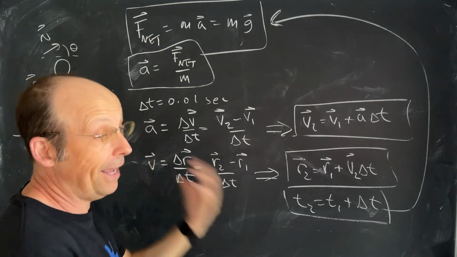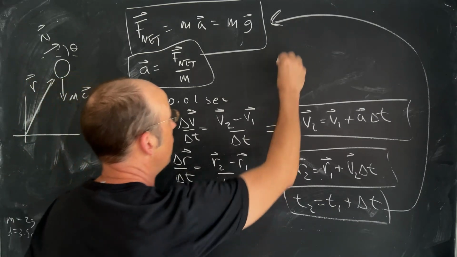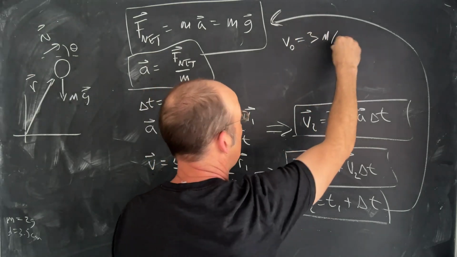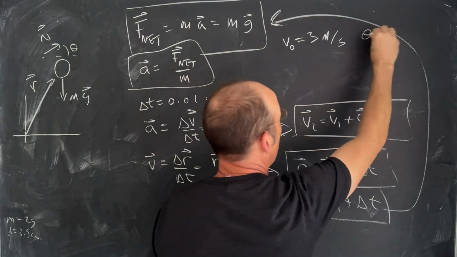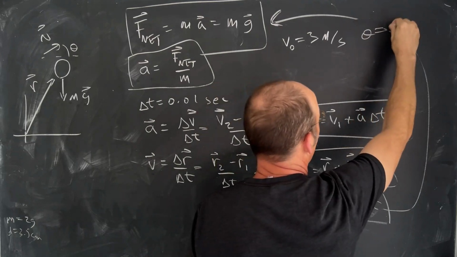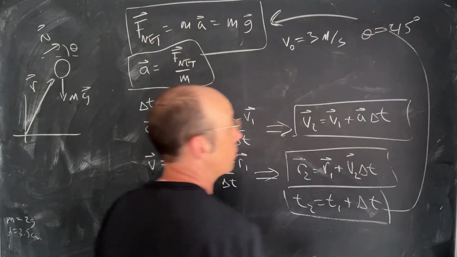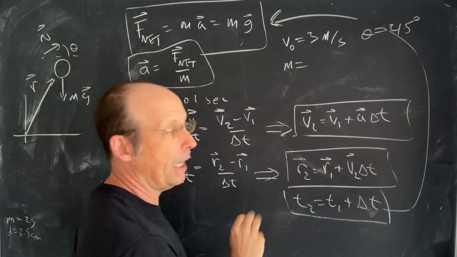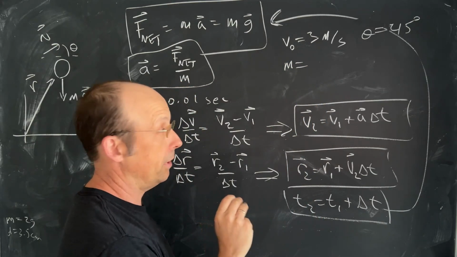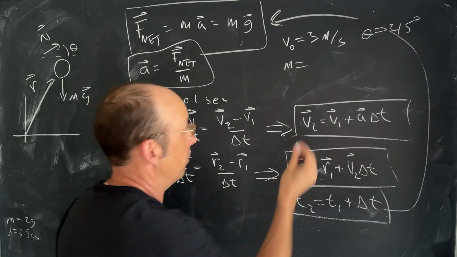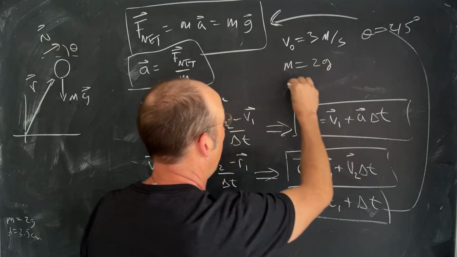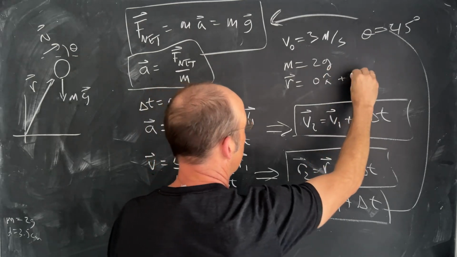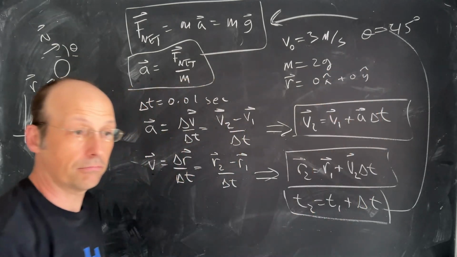So let's go ahead and pick some values for everything. I'm going to give it an initial velocity of 3 meters per second. I'm making up stuff, at an angle theta of, let's say, 45 degrees. And I have a mass of, it's going to be a ping pong ball, but there's no air resistance, so it's in a vacuum. So a mass of 2 grams. And then my initial position will be 0 x hat plus 0 y hat. Why not start it there? Right? Okay.